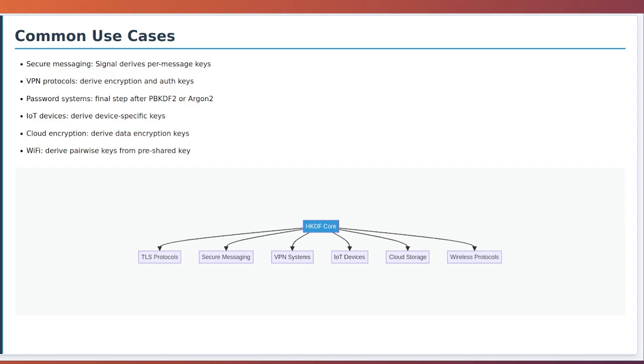Fifth, cloud encryption systems use HKDF to derive data encryption keys from a master key managed by a key management service, enabling secure key rotation and hierarchical key management. Sixth, wireless protocols like Wi-Fi Protected Access use HKDF to derive pairwise keys from the pre-shared key or from keys established during authentication. In all these cases, HKDF provides a standardized, secure, and efficient way to transform one key into many, with formal security guarantees that give protocol designers confidence in their security architecture.